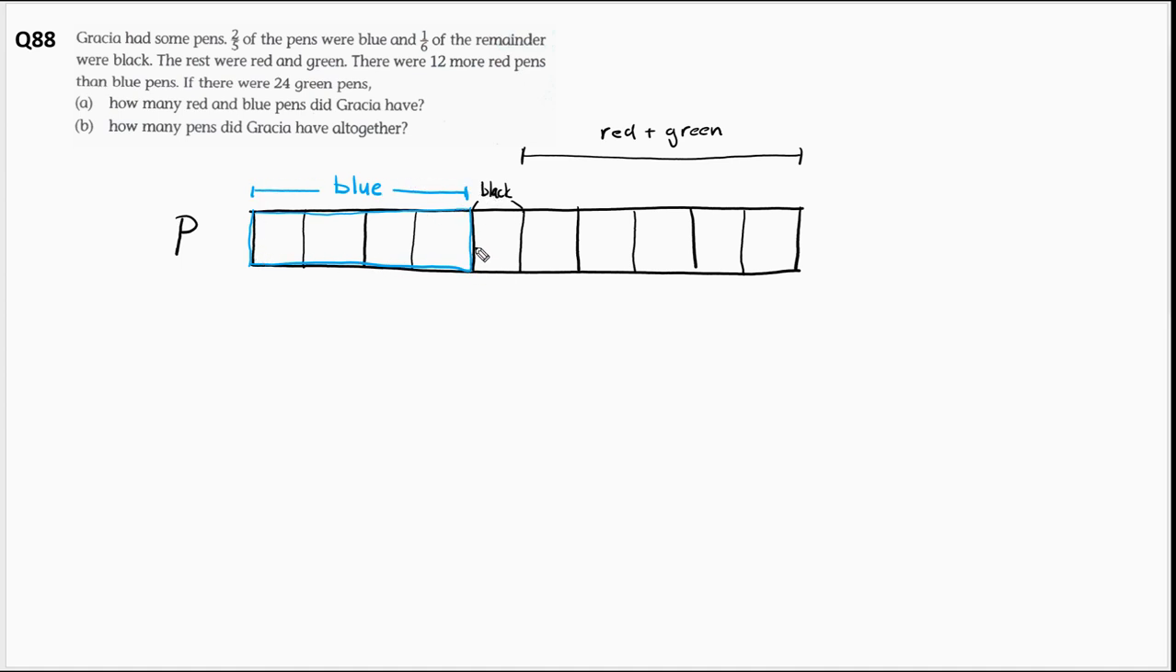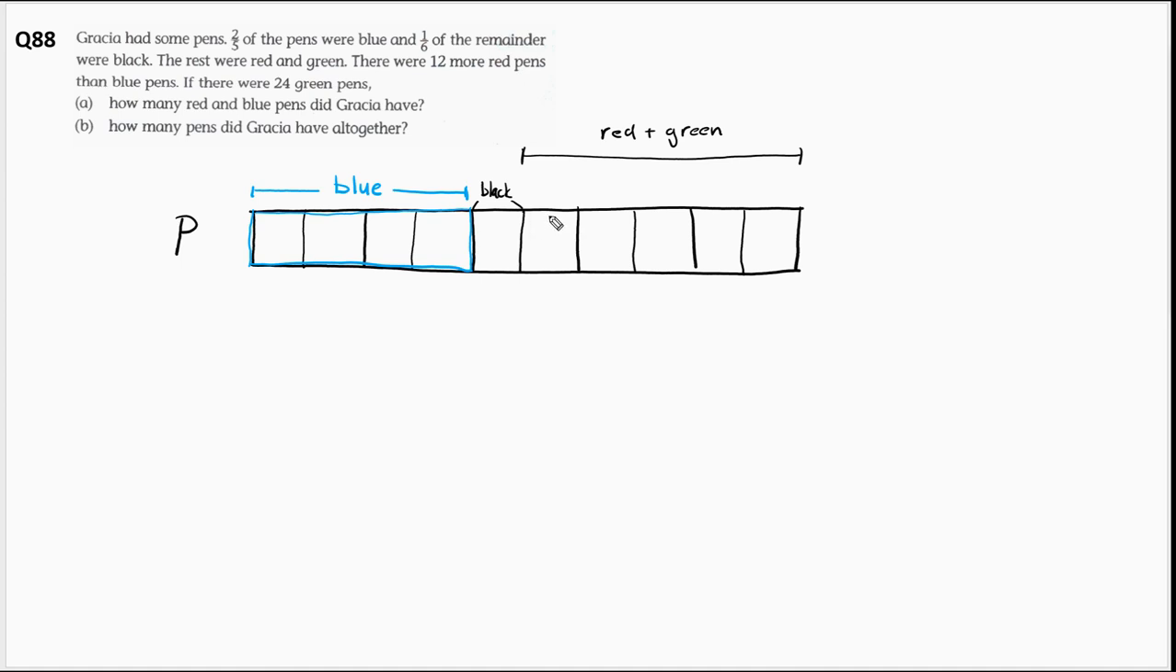Well, this is how many blue pens we have. Now you might be thinking, oh, should I draw a separate comparison model? I don't think you need to do that. So let's have a look and see if you follow me. I'm going to use a color that's reddish. How many of these parts are blue? So blue has 4 parts.